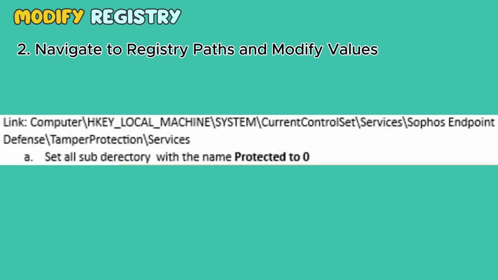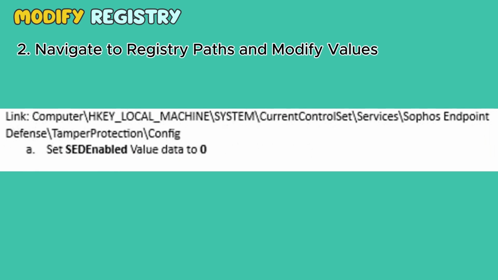Next, visit the key HKEY_LOCAL_MACHINE\SYSTEM\CurrentControlSet\Services\Sophos Endpoint Defense\TamperProtection\Services. Set every protected subkey to 0. Finally, navigate to the key HKEY_LOCAL_MACHINE\SYSTEM\CurrentControlSet\Services\Sophos Endpoint Defense\TamperProtection\Config and set SEDEnabled to 0.